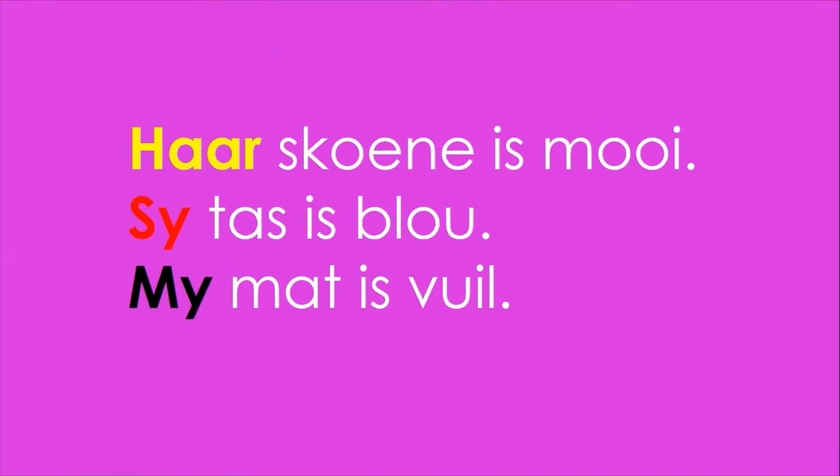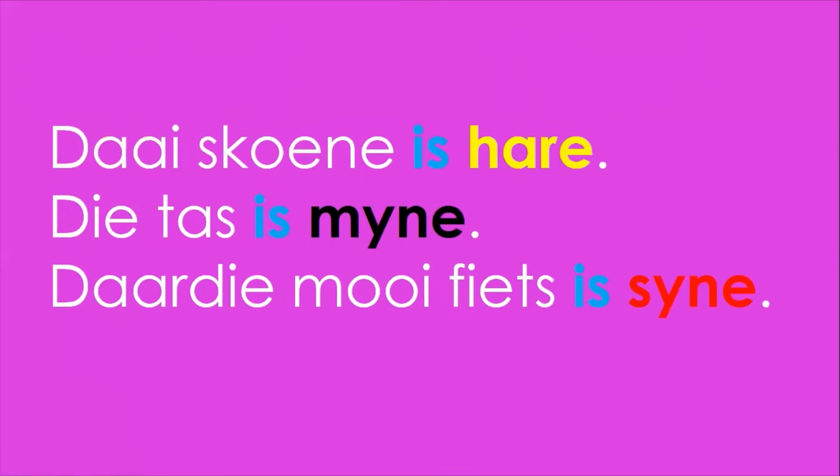However, we can sometimes start with this type of pronoun, just haar skoene. But then again, haar will be followed by the object. Haar skoene is mooi. See, there's the verb. So if it is in the beginning, it will not be just this. It won't be like sy is mooi. If it is haar, it will always still be followed by an object. Just haar skoene, sy tas of my mat. Easy peasy. Now, the possession.